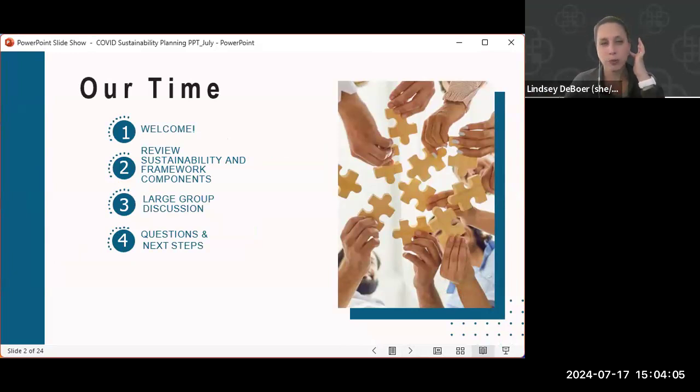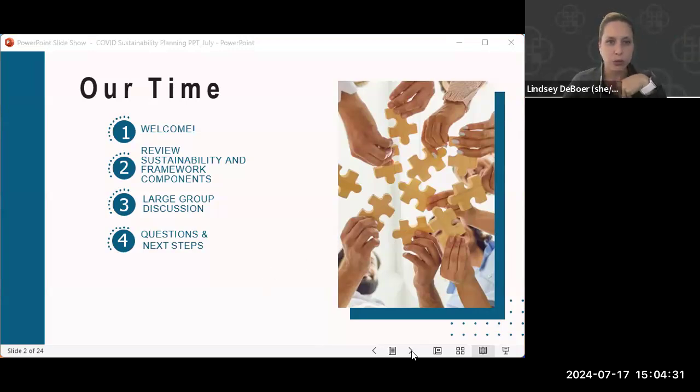In the chat, and I will put these again, you should have received a couple of resources: the sustainability self-assessment, a sustainability self-assessment one pager that is a highlight of the three components we'll be talking about today, a note-taking form that you can capture your thoughts and ideas on, and then the PDF of these PowerPoint slides that you can follow along with as well.